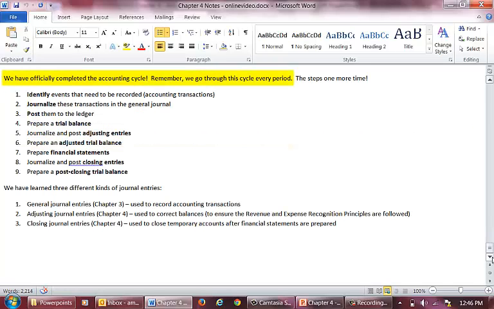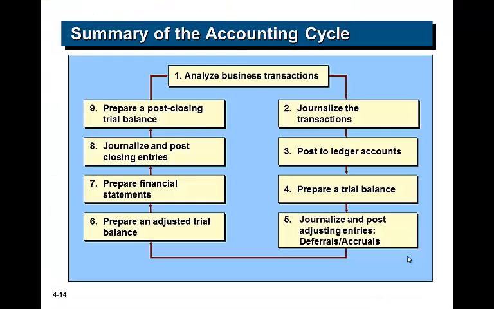We have officially completed the accounting cycle. We identified events that needed to be recorded. We journalized these transactions in the general journal. We posted them to the ledger. We prepared a trial balance. We then journalized and posted adjusting entries. We then prepared an adjusted trial balance, which we used to prepare financial statements. We then journalized and posted closing entries. And then lastly, we prepared a post-closing trial balance. Again, we go through this accounting cycle every period.